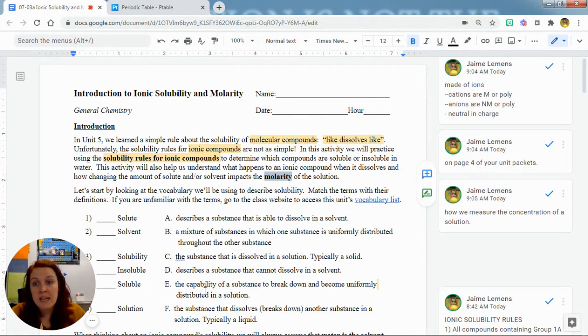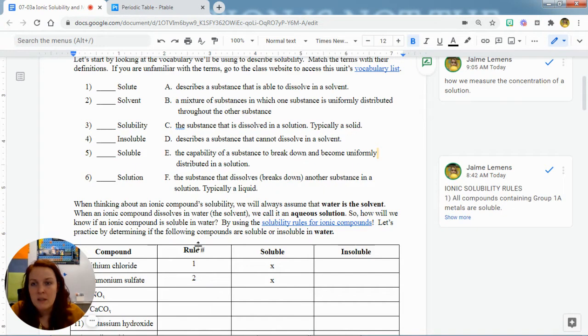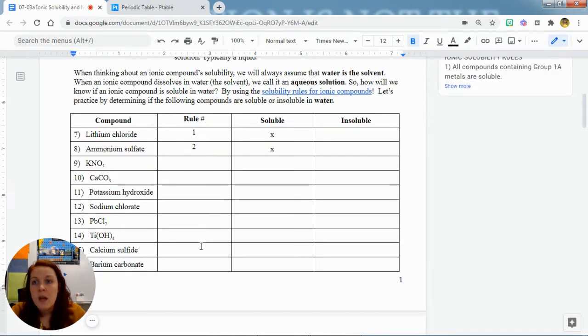So I'm actually not going to spend any time on the vocabulary. As you can see, I've provided you the hyperlink to the vocabulary list for Unit 7. You can also access that on the website. So be sure to take a look at that website vocab list in case you're not familiar with any of these terms. We were briefly introduced to them in Unit 5, but you might need to brush up on them a bit. Let's move on here.